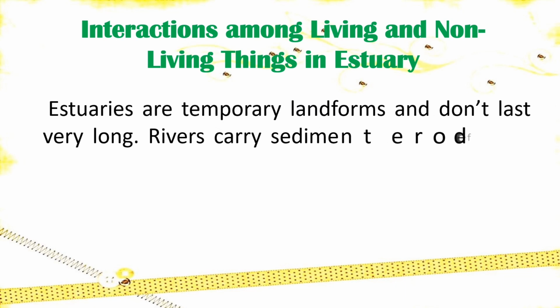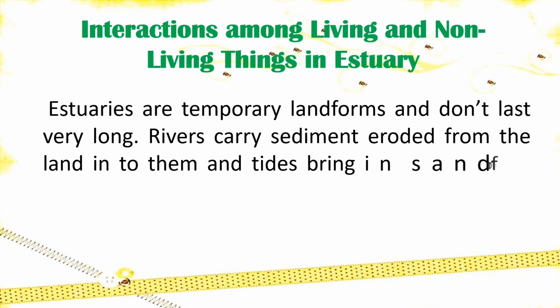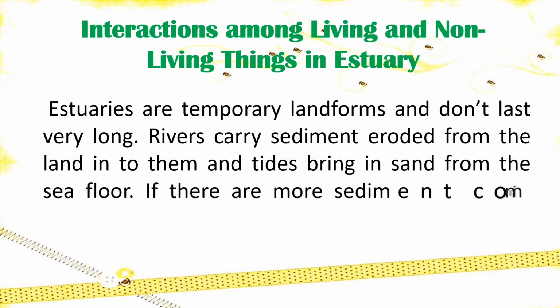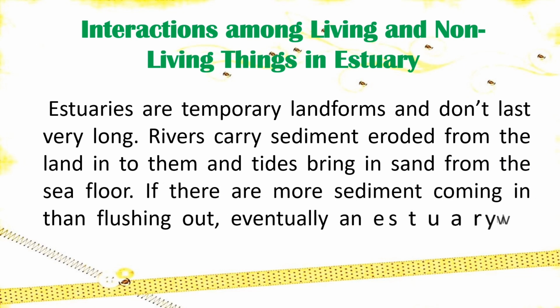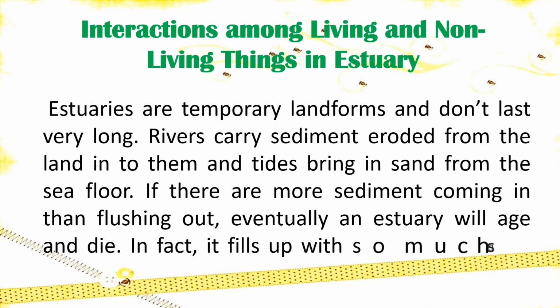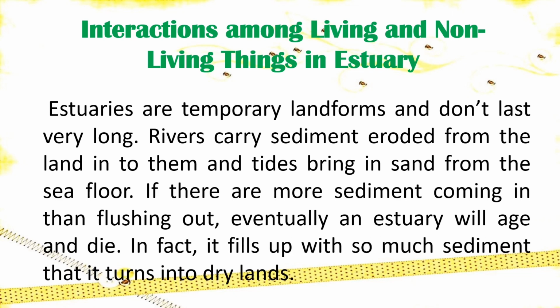Estuaries are temporary landforms and don't last very long. Rivers carry sediment eroded from the land into them, and tides bring in sand from the seafloor. If more sediment comes in than is flushed out, eventually an estuary will age and die. In fact, it fills up with so much sediment that it turns into dry land.